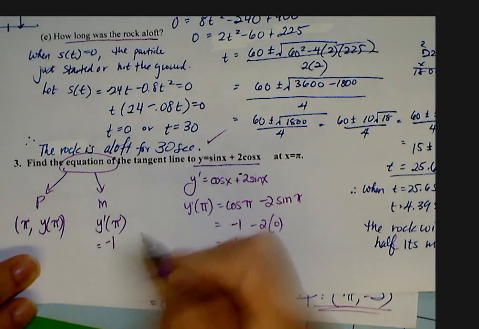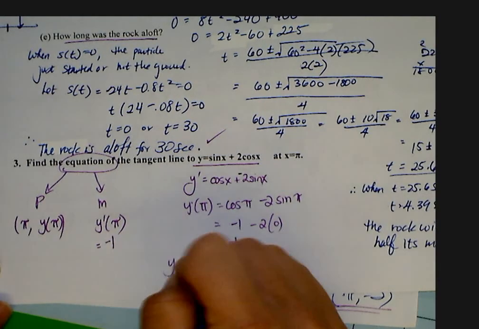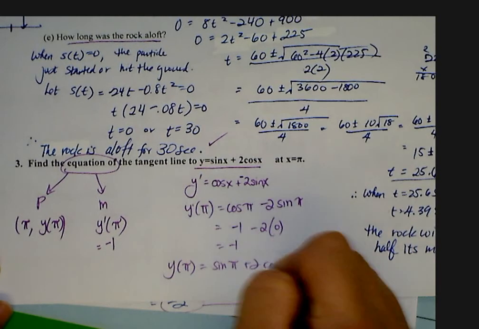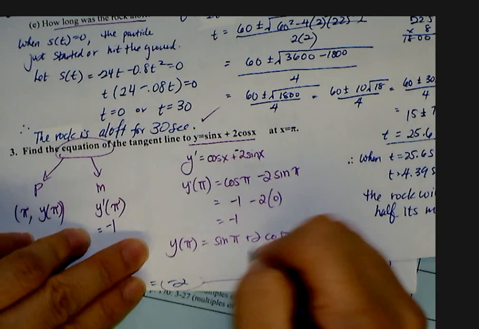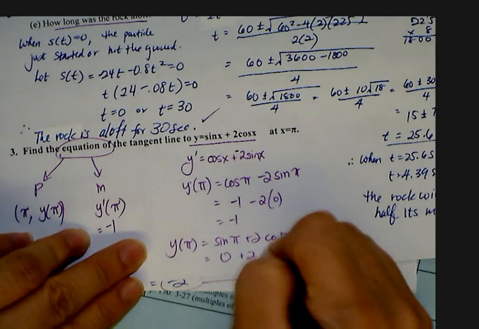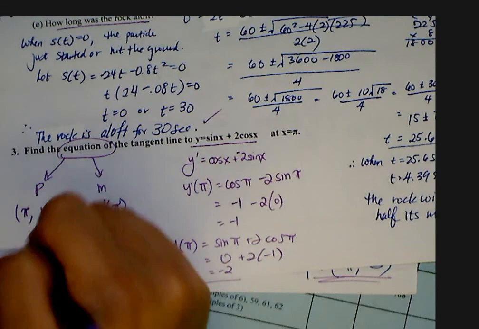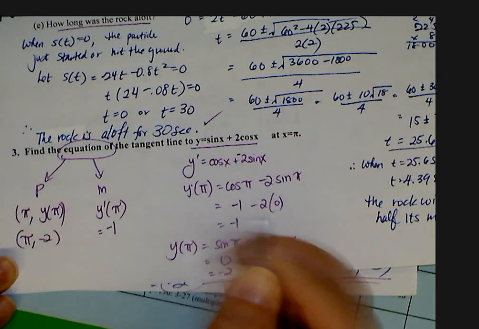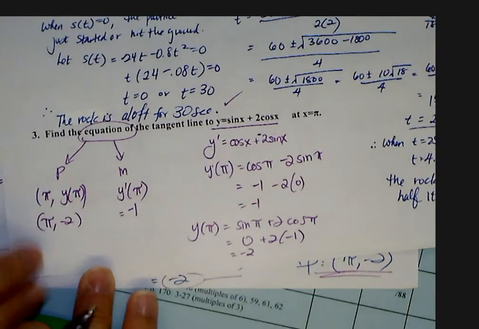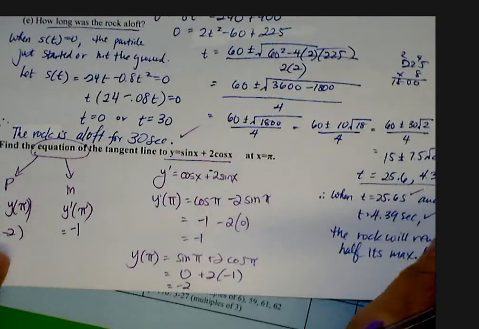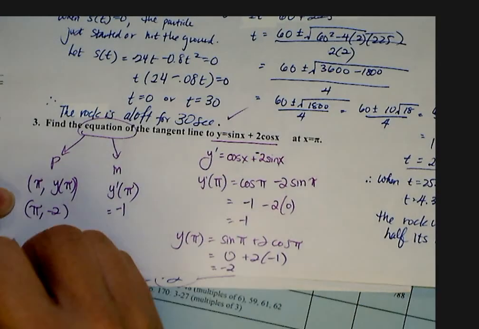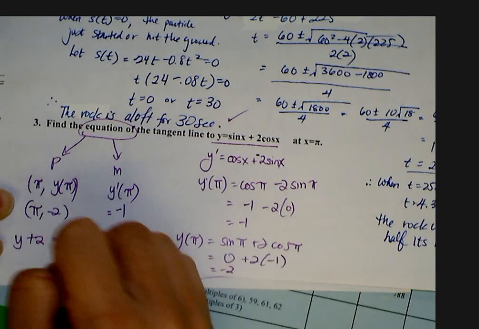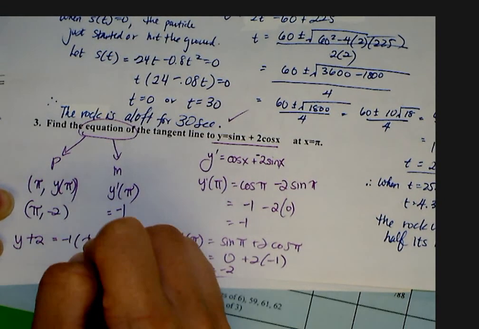What is y of pi? y of pi is sine of pi plus 2 cosine pi. Sine of pi is 0, cosine pi is negative 1, so the point is pi comma negative 2. Do you guys know that this is the same question I put on the last quiz? Oh my gosh, Robert. So y plus 2 equals negative 1 times x minus pi. I should put it on the test too, just for Robert.